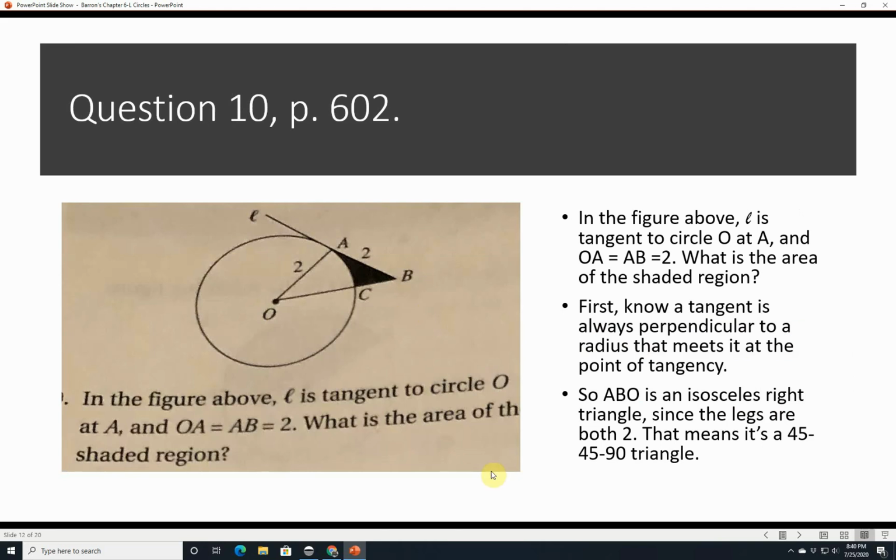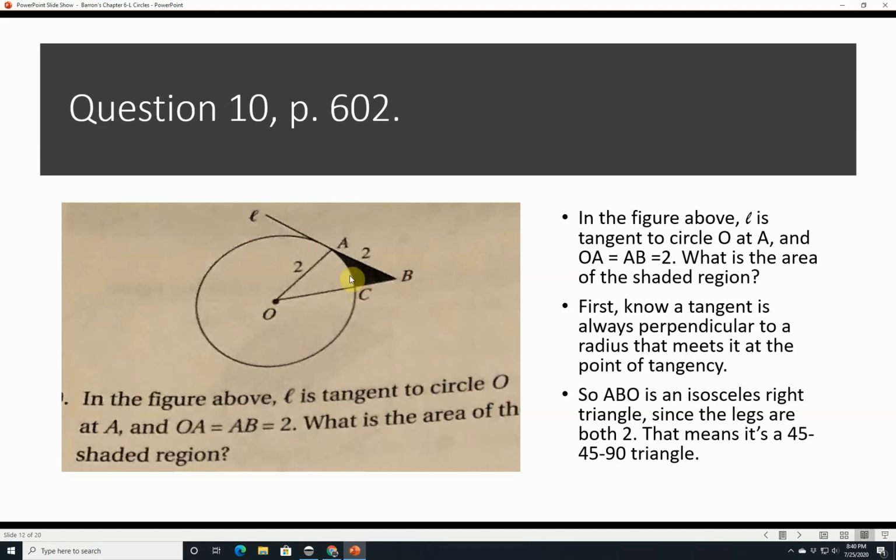Question 10, page 602. In the figure above, L is a line which is tangent to circle O at A. We know O is the center of the circle. That's why they call it circle O. They name it after whatever point is the center. So we have OAB.